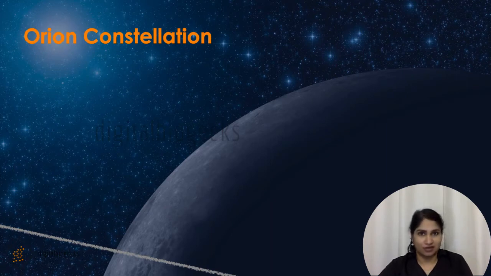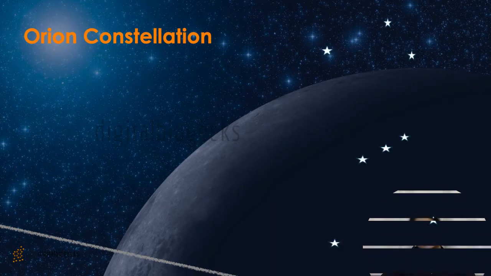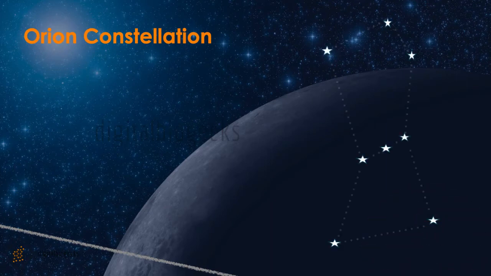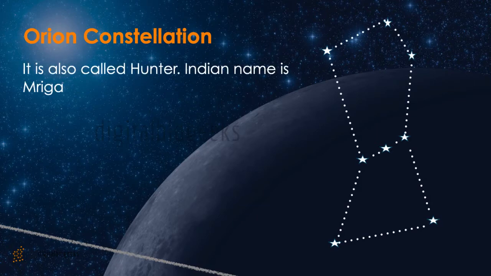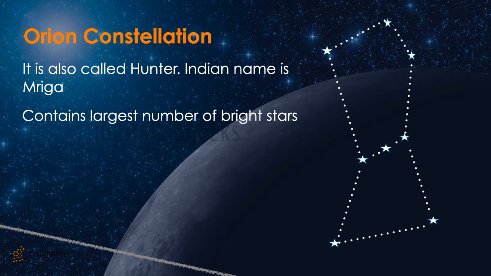Next, Orion constellation. This constellation is visible during winter late evenings. This is known as Hunter and Indian name is Mriga. It contains the largest number of bright stars. It appears to be a hunter on his knees.